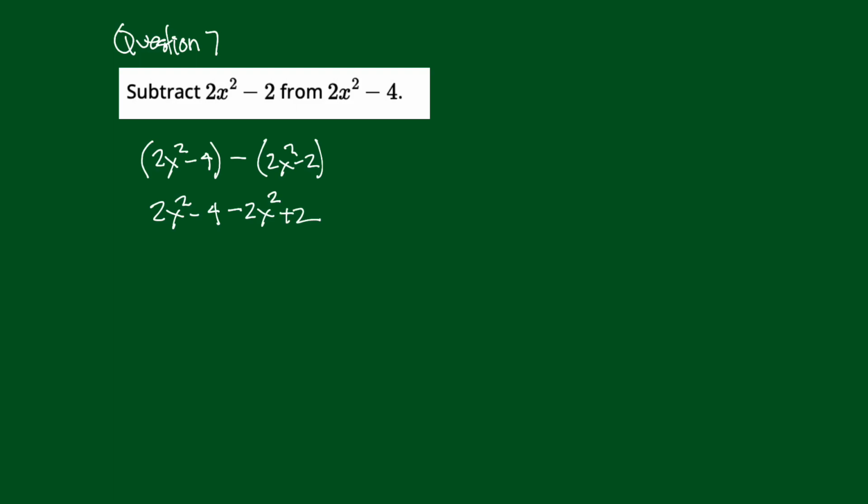Now, let's combine. Oh, look at this. I've got 2x squared, and then I lose 2x squared, so those 2x squareds are gone. And then I have a negative 4, so I have minus 4 plus 2. I'm down 4, I get 2, so I'm still down 2.